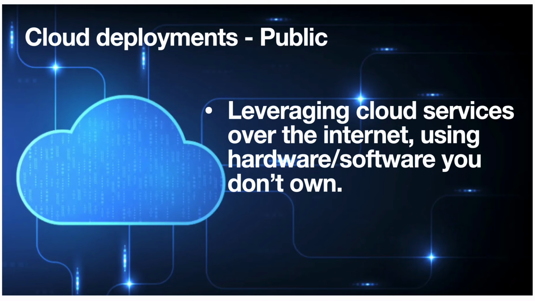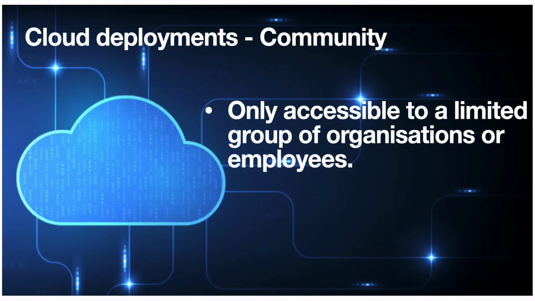So the next deployment model is public. Public means that you are leveraging cloud services over the open internet using hardware and software that you don't own. Next is community. Community is much the same as public cloud, but it's only accessible to a limited group of organizations or employees.